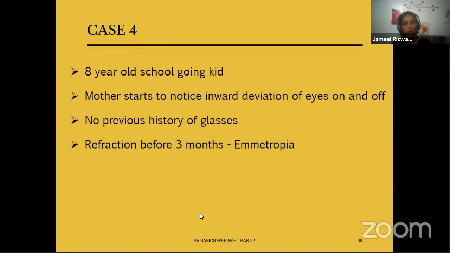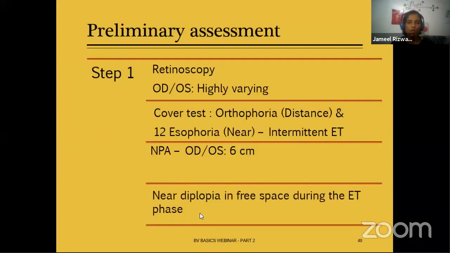It's an 8-year-old school-going kid. The mother told me she started to notice the inward deviation of the eyes on and off very recently. We had just seen the child 3 months before. The child was completely normal, orthophoric, emmetropic, with no previous history of glasses. Then we did the assessment.